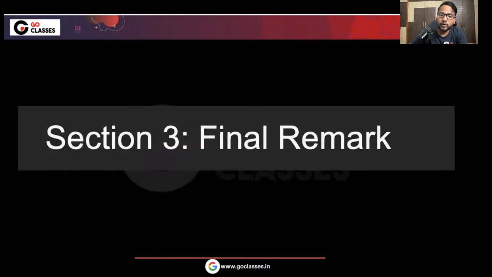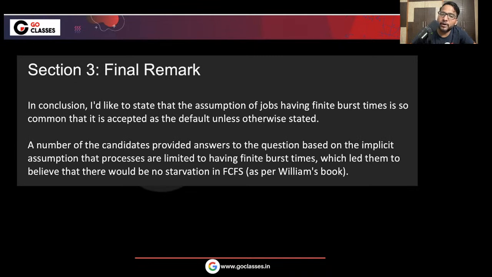So to conclude, this is the final remark: the assumption of jobs having finite burst time is so common that it is accepted as default unless otherwise stated. Just see William Stallings and other top-notch resources. If we cannot trust those resources which are running the industry, right?